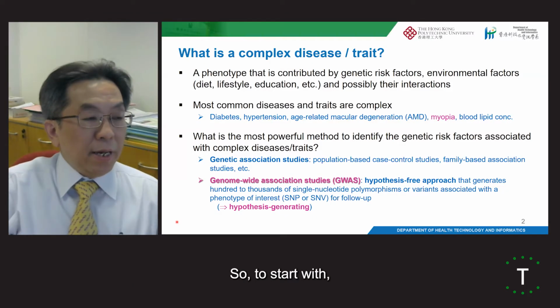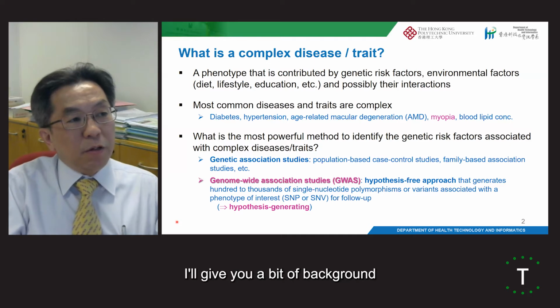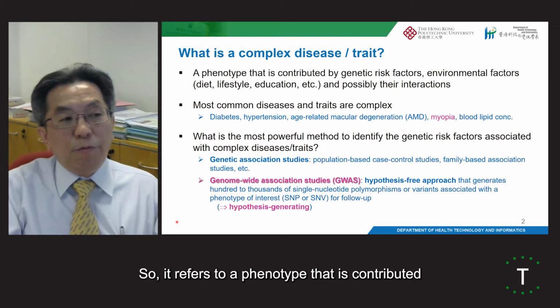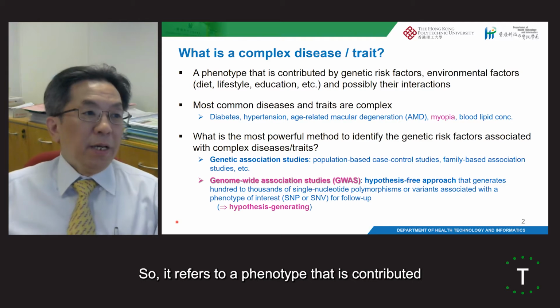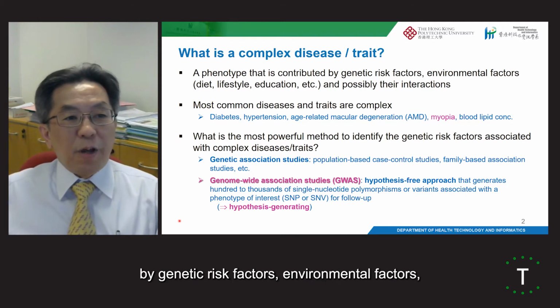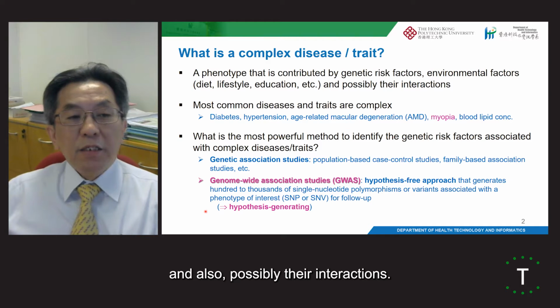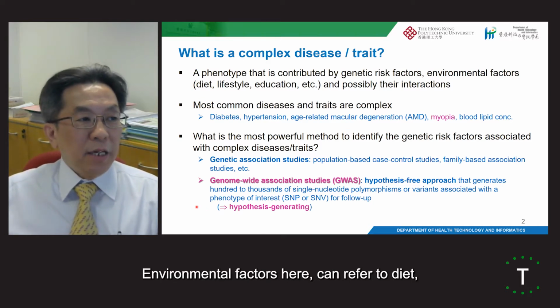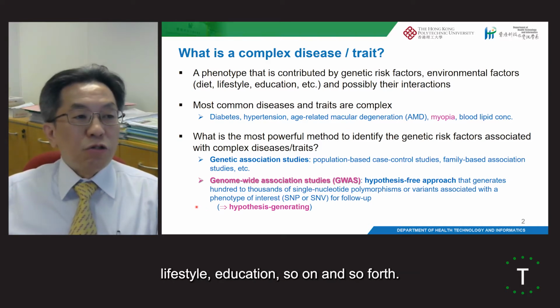So to start with, let me give you a bit of background about complex disease or complex trait. It refers to a phenotype that is contributed by genetic risk factors, environmental factors, and also possibly their interactions. Environmental factors here can refer to diet, lifestyles, education, and so forth.